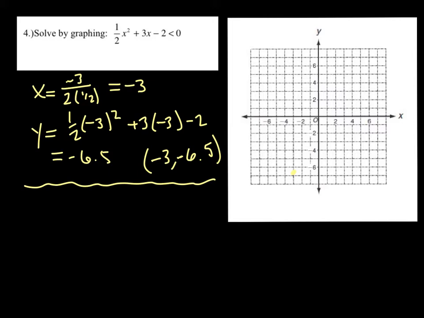It's going to be negative b plus or minus the square root of b squared minus 4ac all over 2a. So x equals negative b, so negative 3 plus or minus the square root of b squared, so 3 squared minus 4 times a, which is 1/2, times c, which is negative 2.